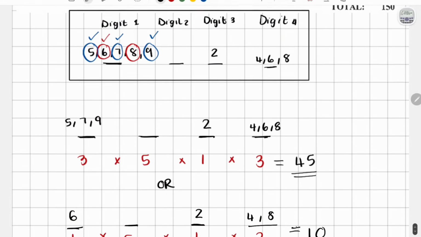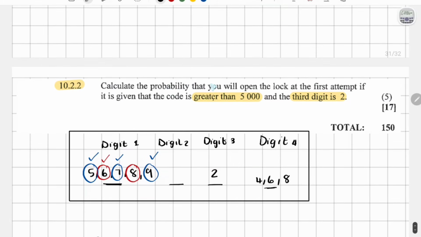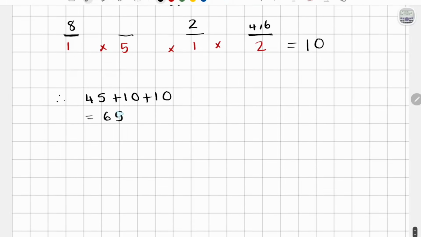But we need to make sure we answer their question. Their question is to calculate the probability that you will open the lock at the first attempt. So you're opening the lock the first time. What is the probability that you're going to open the lock and it's going to have these properties, where the code is greater than 5,000 and the third digit is 2? We found out that there are 65 combinations. But now this needs to be a probability, so you need to put it over the total number of outcomes.